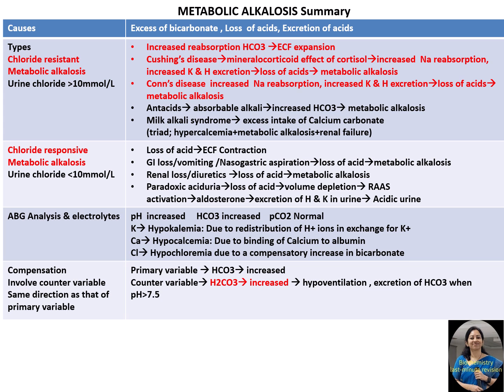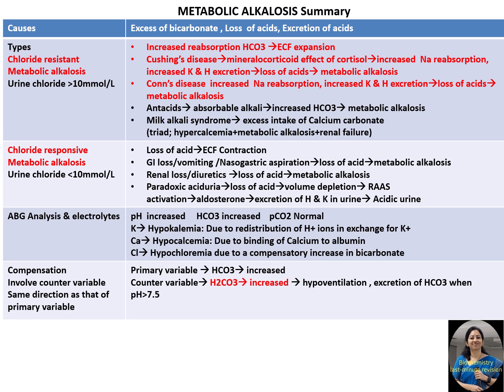In Cohen's disease, there is increased aldosterone causing increased sodium reabsorption and hydrogen ion excretion, leading to loss of acids and metabolic alkalosis. The other causes for chloride resistant metabolic alkalosis include the antacids, especially the consumption of absorbable alkali. This increases the bicarbonate, leading to development of metabolic alkalosis. The other syndrome is milk alkali syndrome, characterized by excessive intake of calcium carbonate.